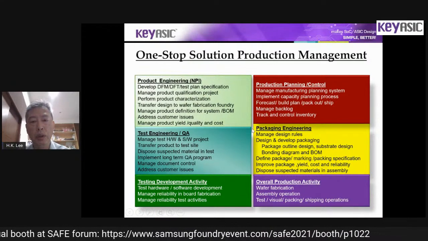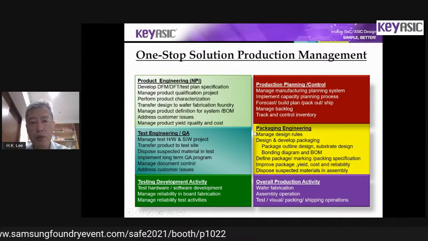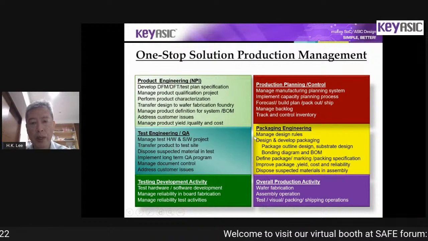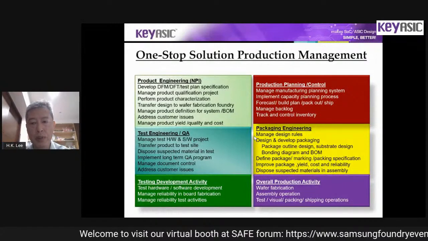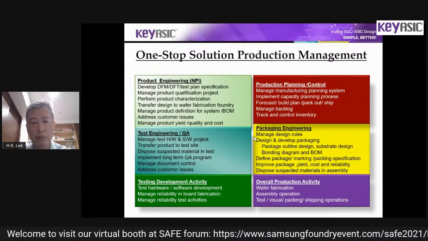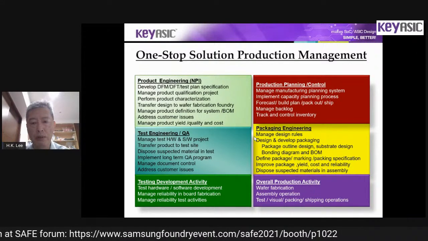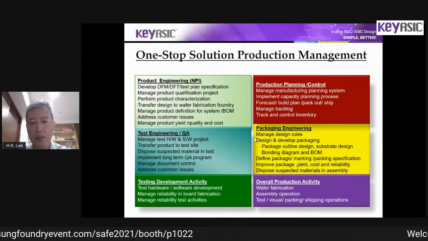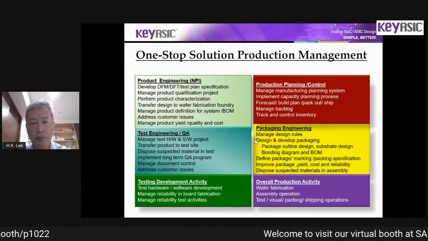Looking down to production planning and control, we can manage the manufacturing plan system and implement the capacity planning process. We can also do forecast and the building plan, packing out, and shipping service for customers. So we can manage all the backlogs for customers based on their computer system, and track and control inventory very effectively based on our communication together with customers.